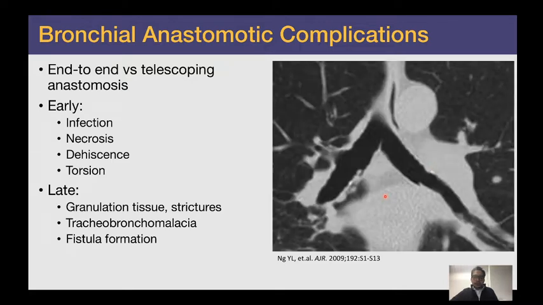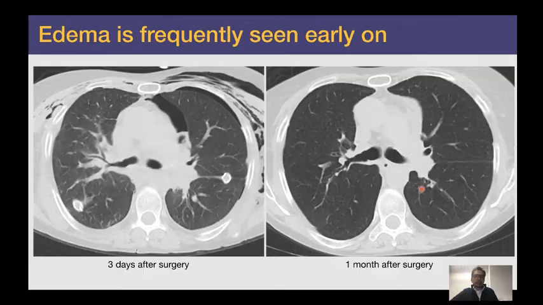So this is an example of telescoping right over here. So you could see that there's one bronchus that's inside the other bronchus here, and this one is one bronchus inside the other bronchus. So this shouldn't be confused for excess granulation tissue or stenosis if it's telescoped. And what you should do is look at the coronal images to kind of sort that out.